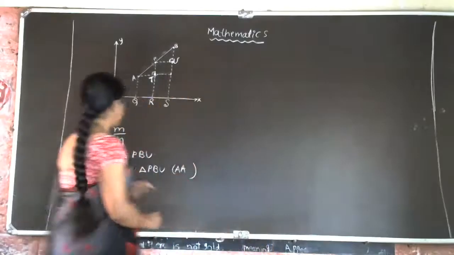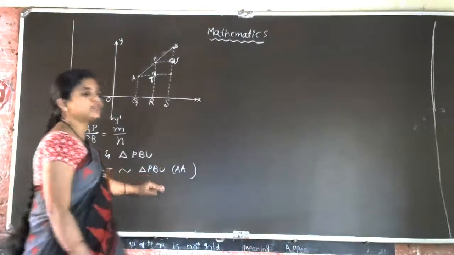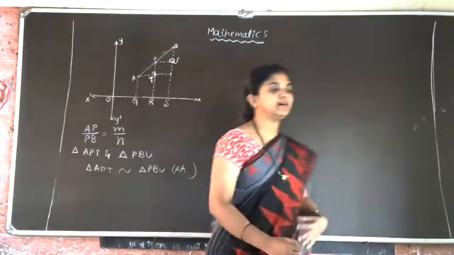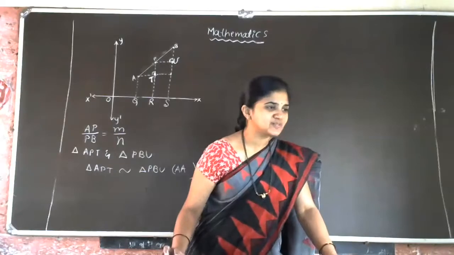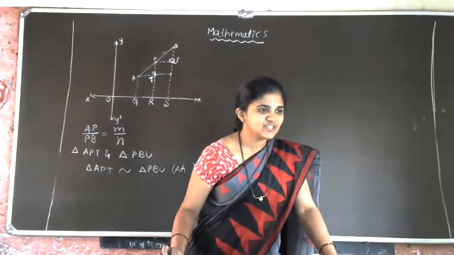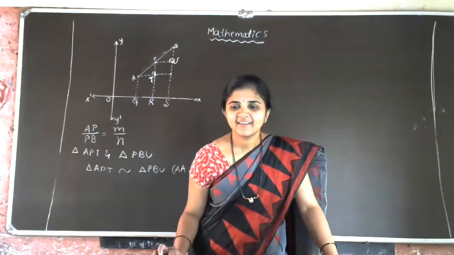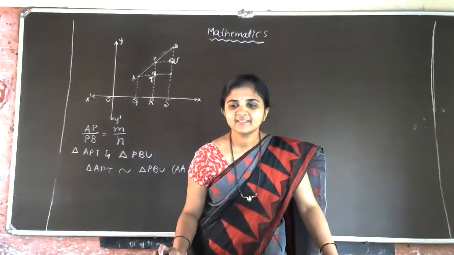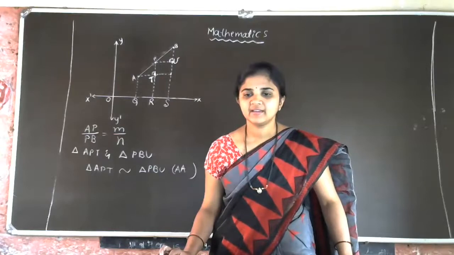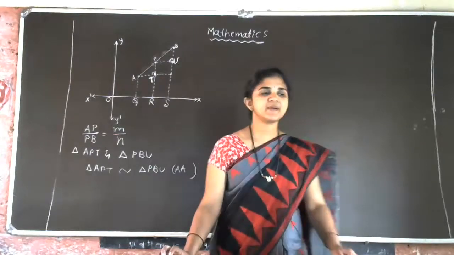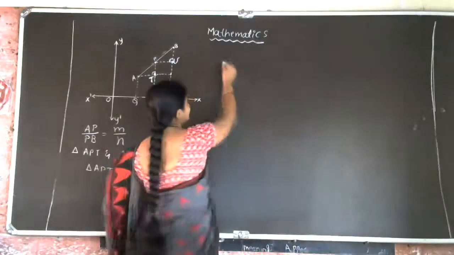Yes. So now triangle APT is similar to triangle PBU, no? When two triangles are said to be similar, their corresponding sides are in proportion, no? Who is ready to give the corresponding sides? Yes, raise your hands. Yes, Shri Harsha, wait. Shri Harsha, tell me fast.